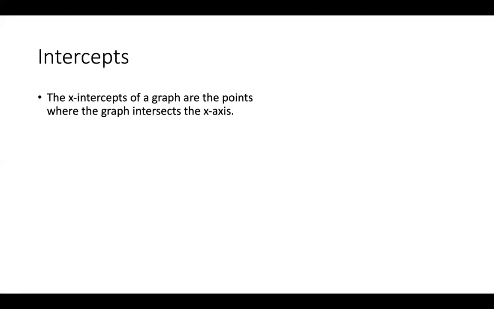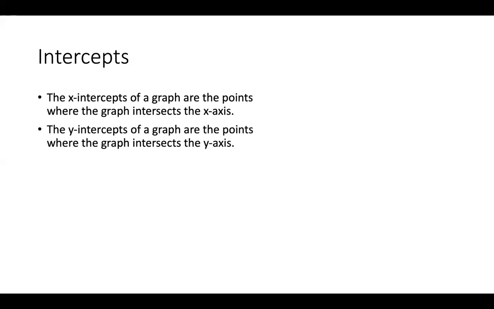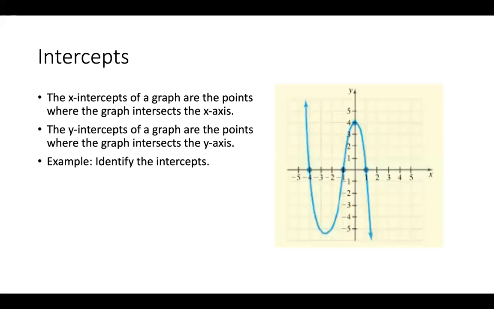All right, so when we talk about intercepts, there are two types of intercepts. The x-intercepts of a graph are the points where the graph intersects the x-axis, and the y-intercepts of a graph are the points where the graph intersects the y-axis. So in this example, they're asking us to identify the intercepts. Here's the graph. Obviously, this is not the graph of a straight line.